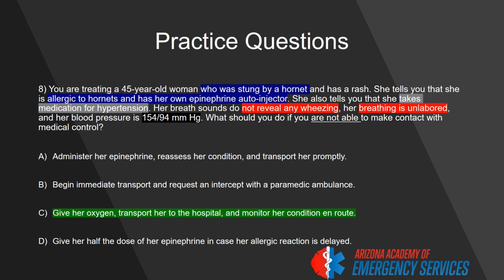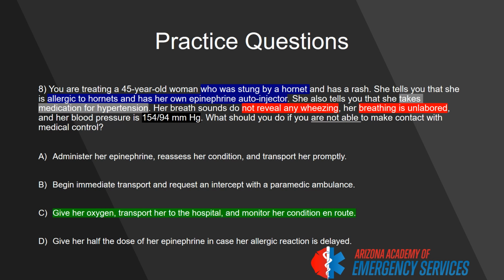So A is incorrect because of the administration of epinephrine. B is incorrect because it has the intercept with a paramedic ambulance. Now, really, the only thing that I can think of as to why you would request the intercept with a paramedic ambulance is so that they could administer epinephrine. And that's not warranted for two reasons. One, she has her own EpiPen. And two, again, this patient is not currently in anaphylaxis, and so the administration of epinephrine is not warranted.